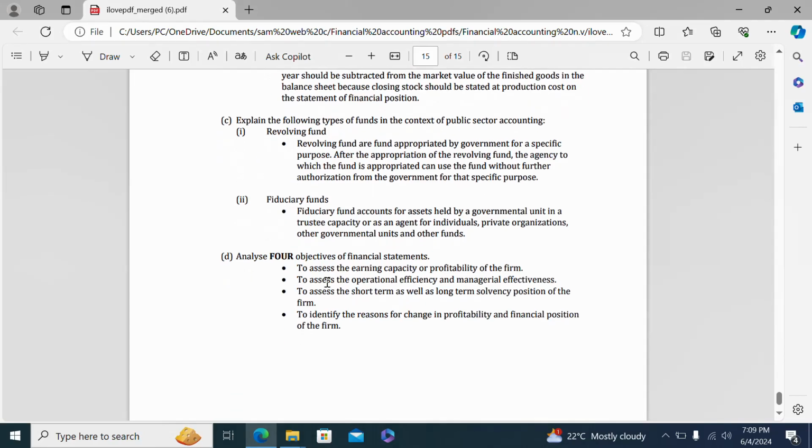The objectives are to assess the earning capacity or profitability of the firm, to assess the operational efficiency and managerial effectiveness, to assess the short-term as well as long-term solvency position of the firm, and to identify the reasons for change in profitability and financial position.